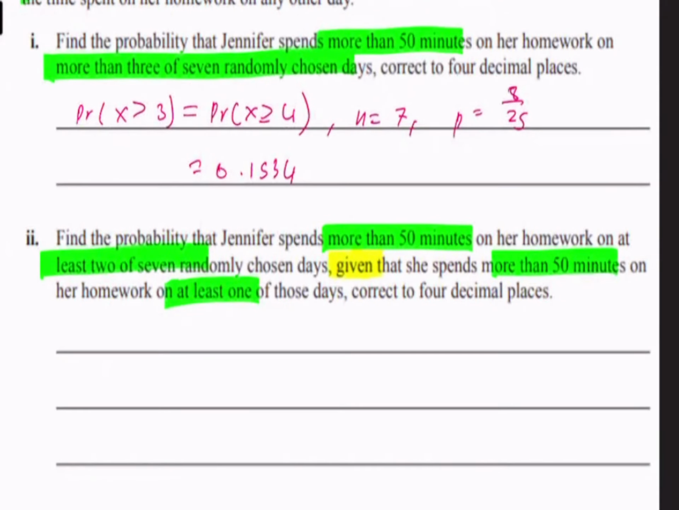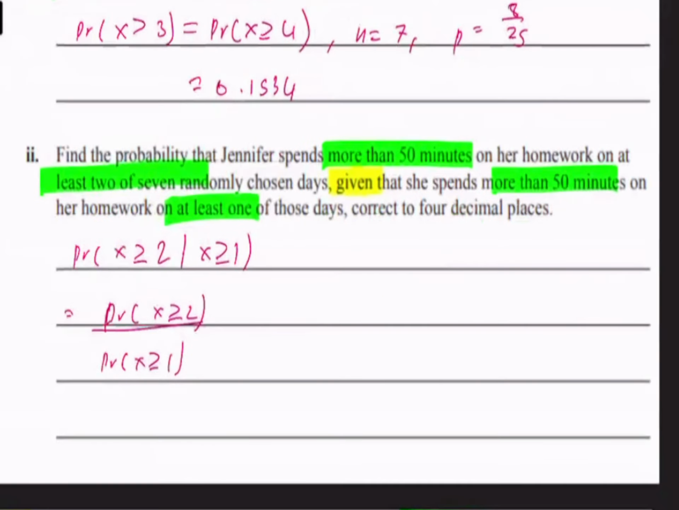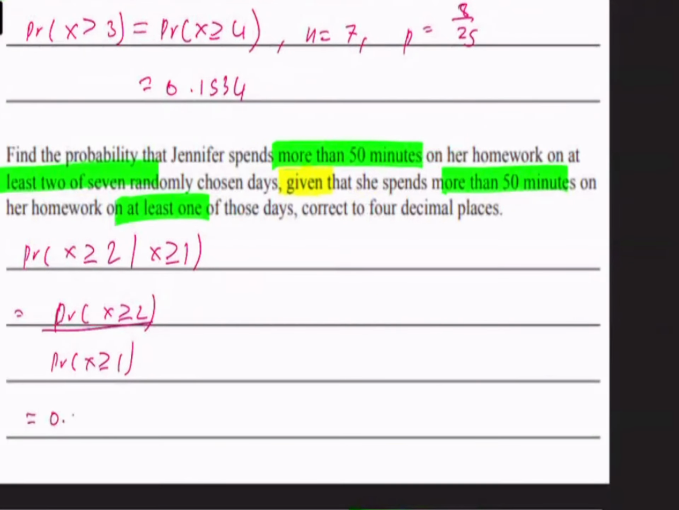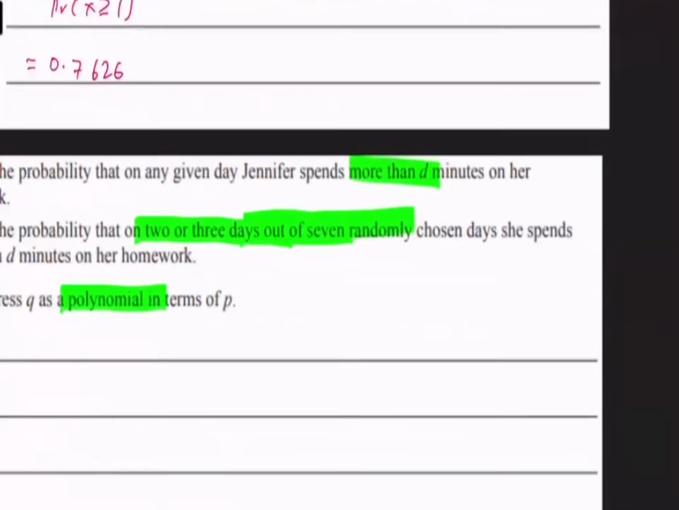Find the probability that she spends more than 50 minutes on her homework on at least 2 of the days, given that she spends more than 50 minutes on at least 1 of the days. So what we want to find is X is greater than or equal to 2, given that it's greater than or equal to 1. So the intersection between these two is greater than or equal to 2, over that it's greater than or equal to 1, and that simplifies to 0.7626. Just remember that it's binomial, so make sure you use the right function on your CAS.